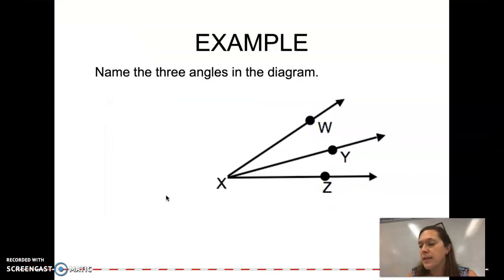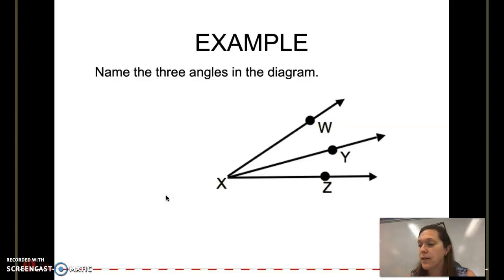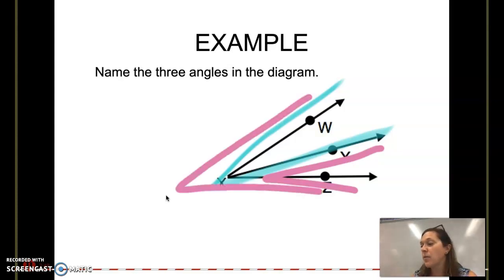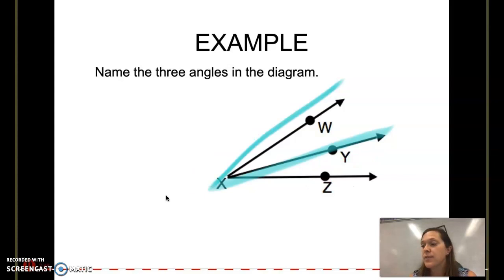Okay, so in this diagram here, we're going to name all three angles that are here for us. So can you see all three angles? Well, let's first do this top one. It would be very nice if I could just say angle X, but if I said angle X, how would you know which angle I'm talking about? Am I talking about that top one? Am I talking about the bottom one? Am I talking about the whole one? We don't know.